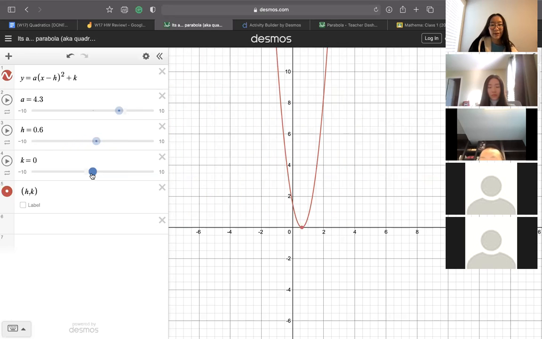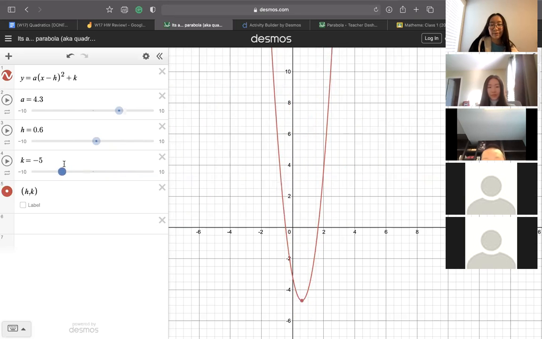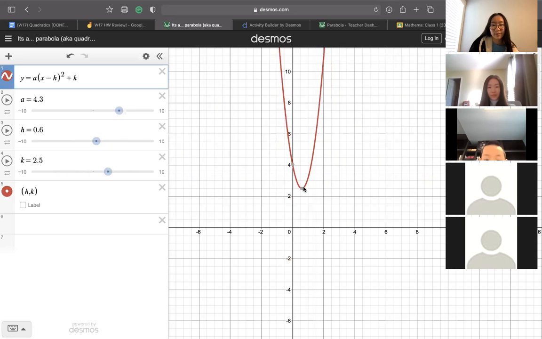Okay, now finally for k. Does anyone have a prediction for what k will do? It'll go up or down. All right, up or down, you say. And yeah, that's correct. So the y coordinate of the vertex changes. The y coordinate of this point goes up or down, and the whole graph shifts as well.